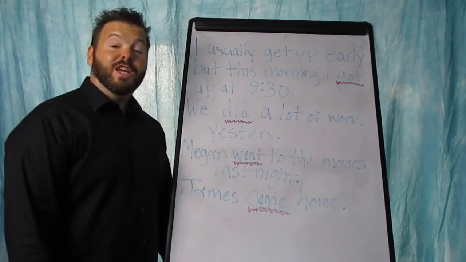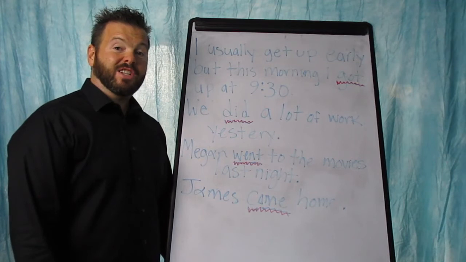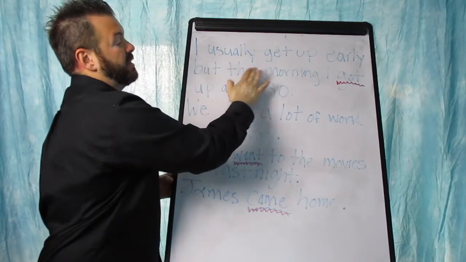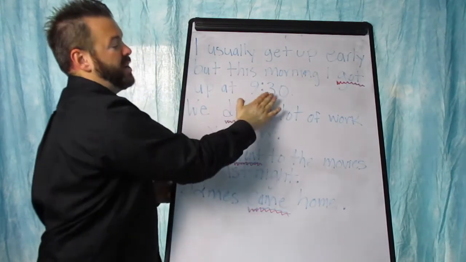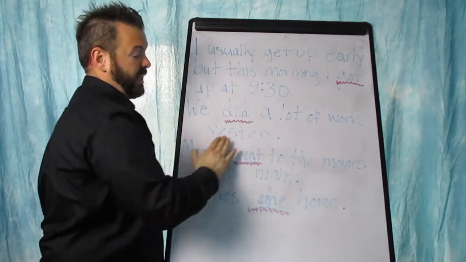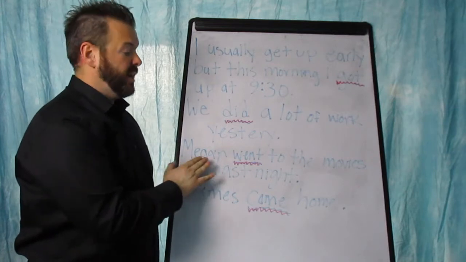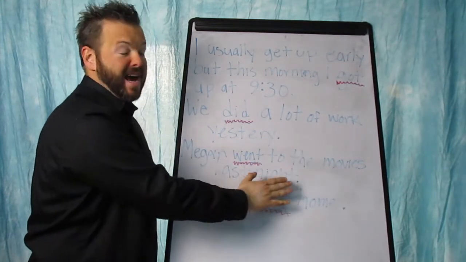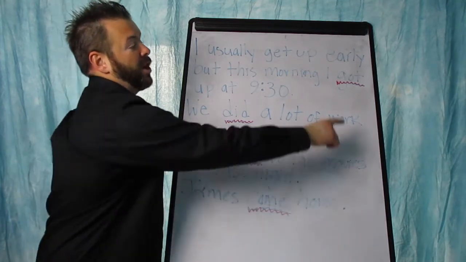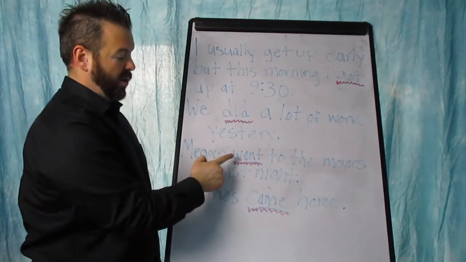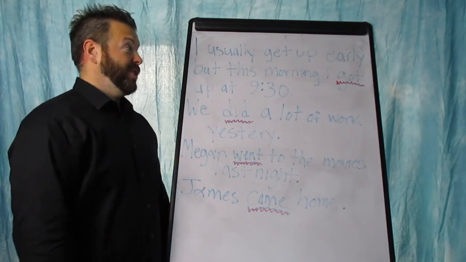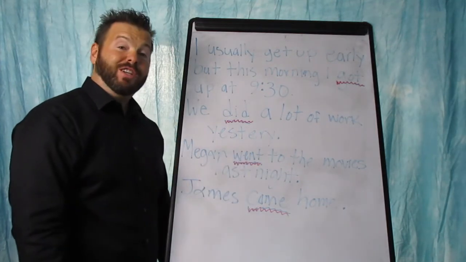All right, here are some examples in sentence form. I usually get up early, but this morning I got up at 9:30. We did a lot of work yesterday. Megan went to the movies last night. James came home. Your verbs are got, did, went, and came. Okay, pause the video, write everything down, and read it to yourself.